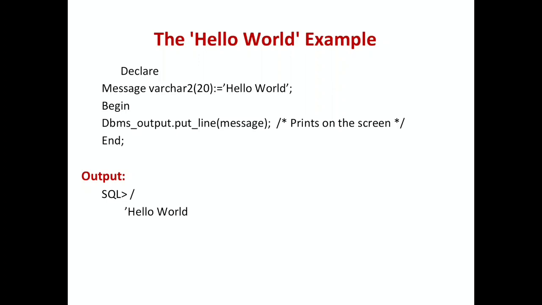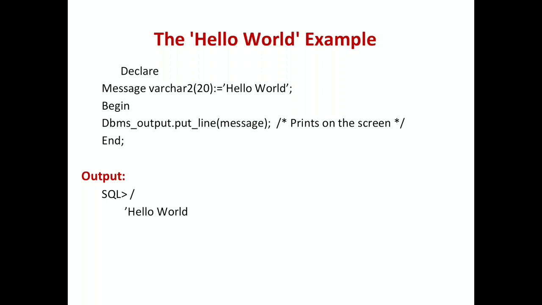Then begin. Begin marks the actual logic of the program. Then dbms_output.put_line. What is the use of this line? To display messages to the user. Whatever we write in those round brackets will be displayed to the user. So here I am writing message, meaning whatever is stored in message, which is hello world. And lastly end. End means the end of the program.